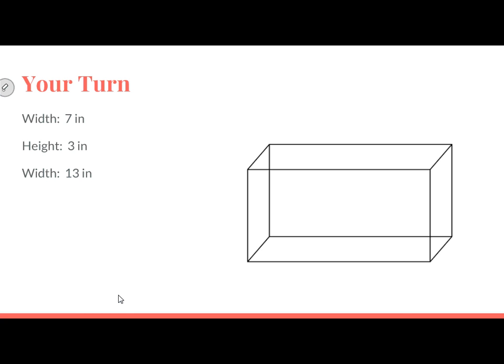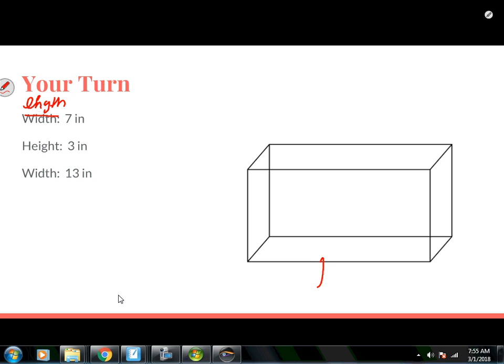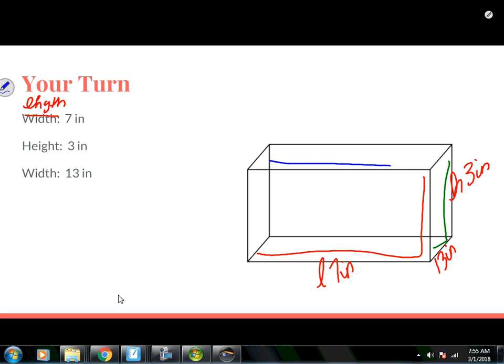Okay, so I should have the length here. My mistake. Length is 7 inches. My width is 13 inches. And my height is 3 inches. This face, and this face, all of these, of course, times our 2. Okay, so for this front face, we would say our length times our height, so 7 times 3 times 2.